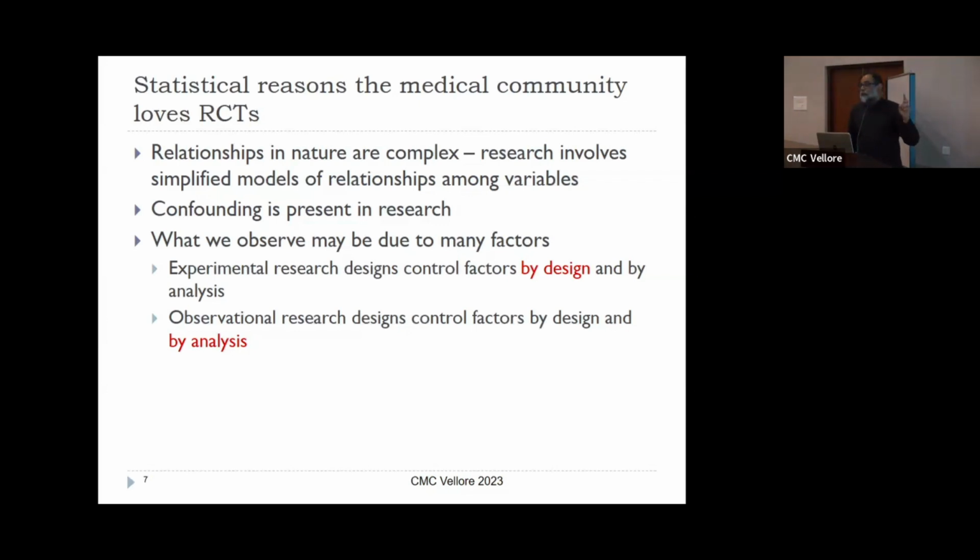But in observational research designs, you cannot control many factors. You may control some factors and say, I want to study smokers versus non-smokers. But do you control how much they smoke? Do you control how much they don't smoke? You cannot really do it because you're just observing. In these studies, you would be able to control it.